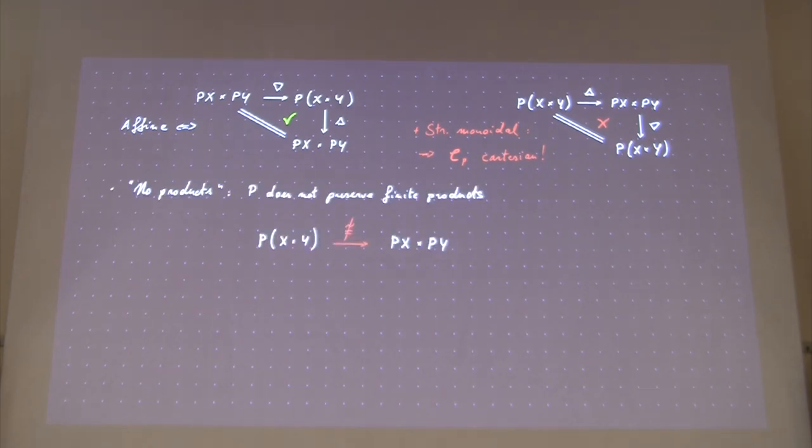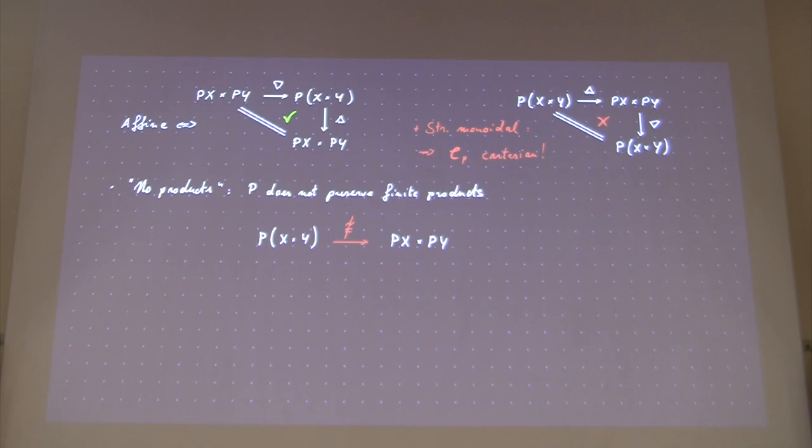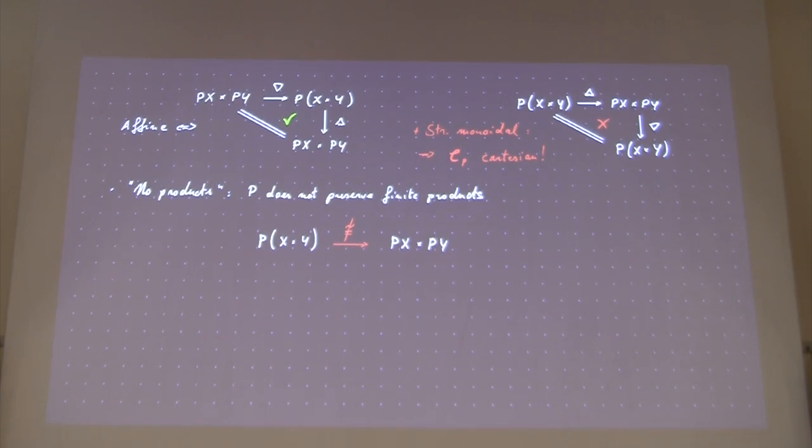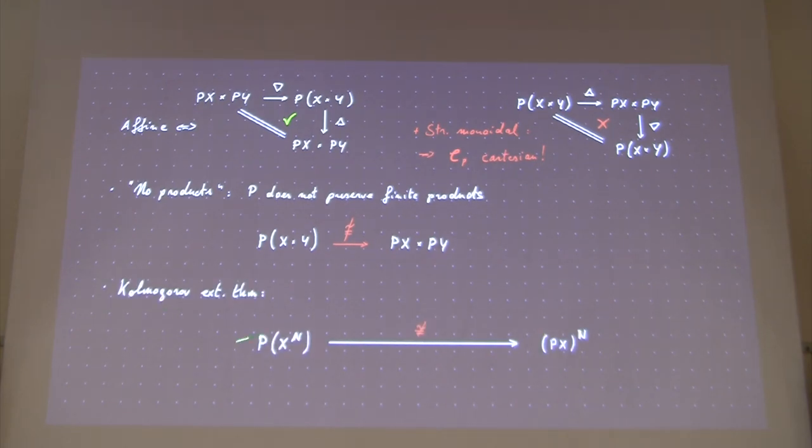So the no-product condition in terms of monads is much simpler. We are saying that the comparison map between the functor of the limit and the limit of the functor is not an isomorphism. Now, let's go to infinite products. We have the same thing, but now with infinite Cartesian products, and so we don't expect this to be an isomorphism either.